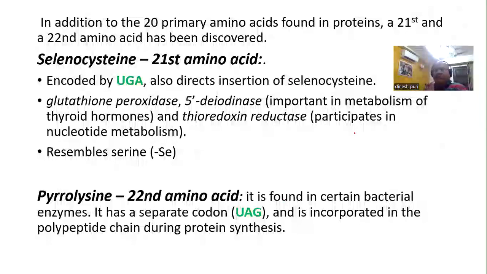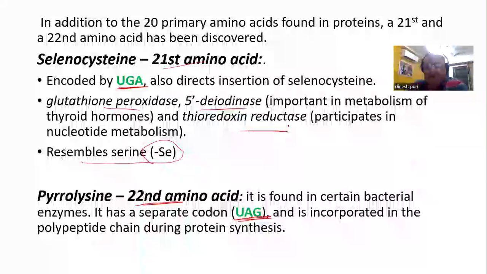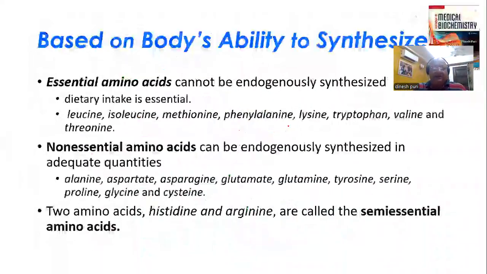So we talked about 20 amino acids. We normally talk about those. They are the genetically encoded 20 amino acids. But now 21st and 22nd amino acids are also known. The only important thing I want to tell you is that they are genetically encoded. Both have codons. And selenocysteine resembles serine, but it contains selenium. It is part of certain enzymes as given here, details you will see later on.